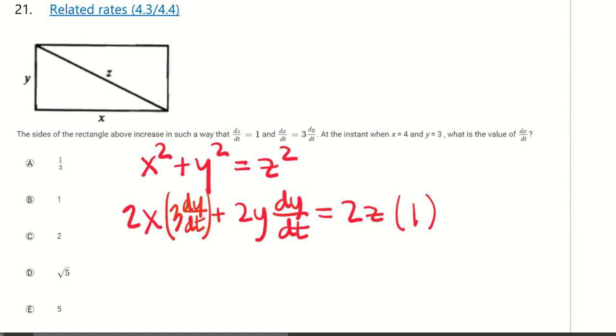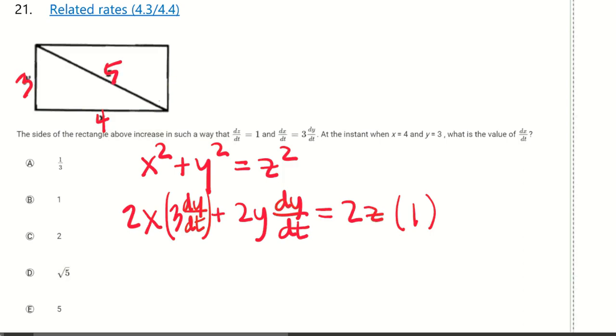We want to eventually find the value of dx/dt, but I guess we're going to need to find the value of dy/dt first to make that happen. But we'll just multiply that dy/dt by 3 to get dx/dt. So it shouldn't be too bad. All right, when x is 4 and y is 3, that means that z is going to be 5.